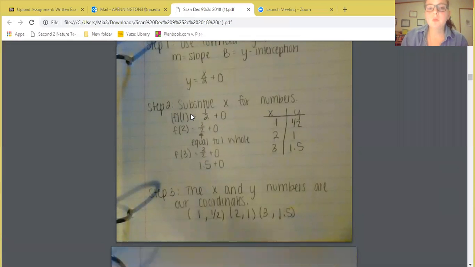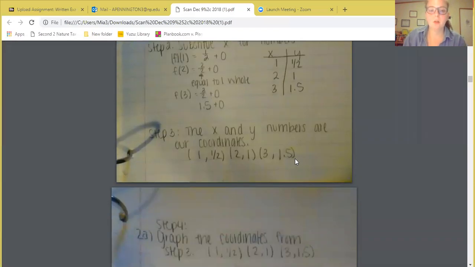So then for step 2, we're substituting numbers for x. So we're going to substitute x for 1. So we have 1/2 plus 0. So the 1 becomes the coordinate x, and the 1/2 becomes the coordinate y. Then we're going to substitute 2. So 2 over 2 is equal to 1 whole, so it'll be 2, 1. Then we're going to substitute 3, and that would be 3 over 2 plus 0, so 1.5. And so we have 3 and 1.5 as a coordinate. And so now we're going to graph those.